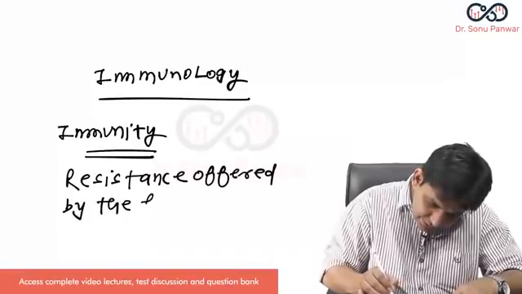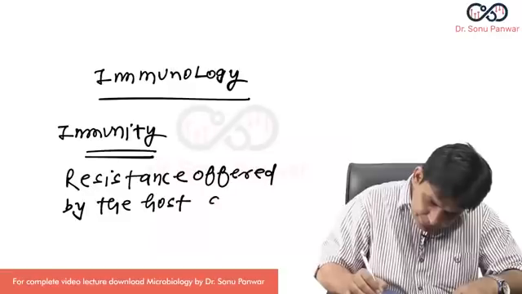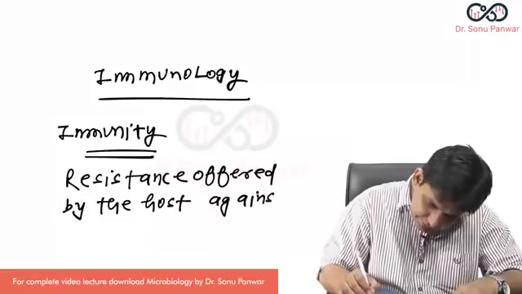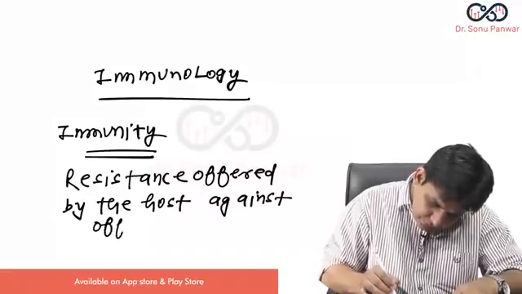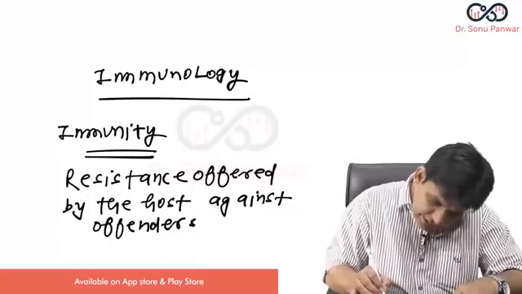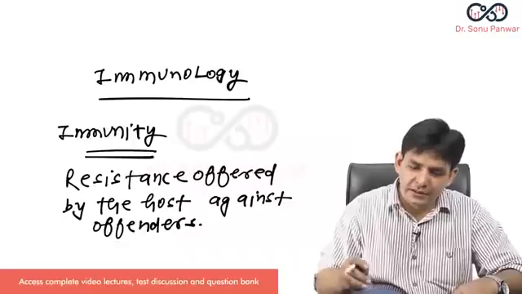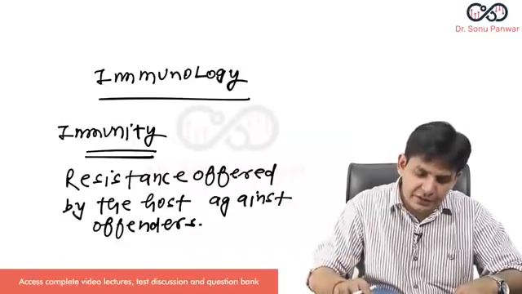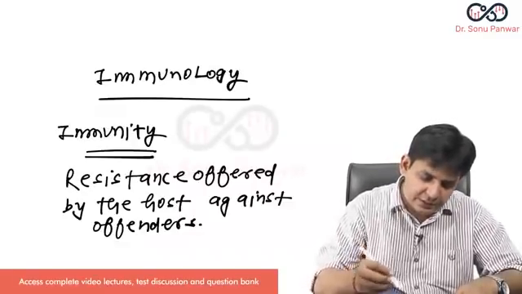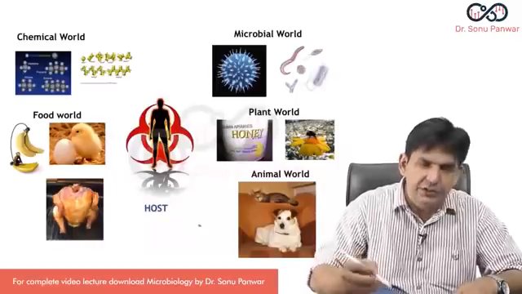Immunity is resistance offered by the host against offenders. And which fellows offend us? A number of fellows are there. And if you want to see the pictures of those fellows, see this particular one. These are all the fellows which offend us.